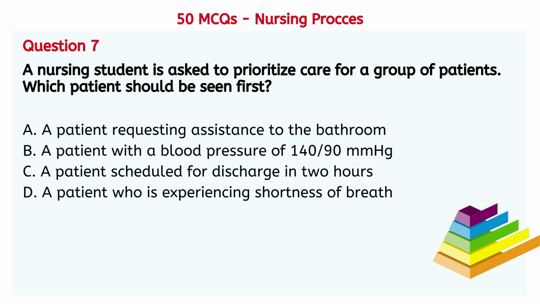Question 7. A nursing student is asked to prioritize care for a group of patients. Which patient should be seen first? The options are: A. A patient requesting assistance to the bathroom. B. A patient with a blood pressure of 140/90 mmHg. C. A patient scheduled for discharge in 2 hours. D. A patient who is experiencing shortness of breath.